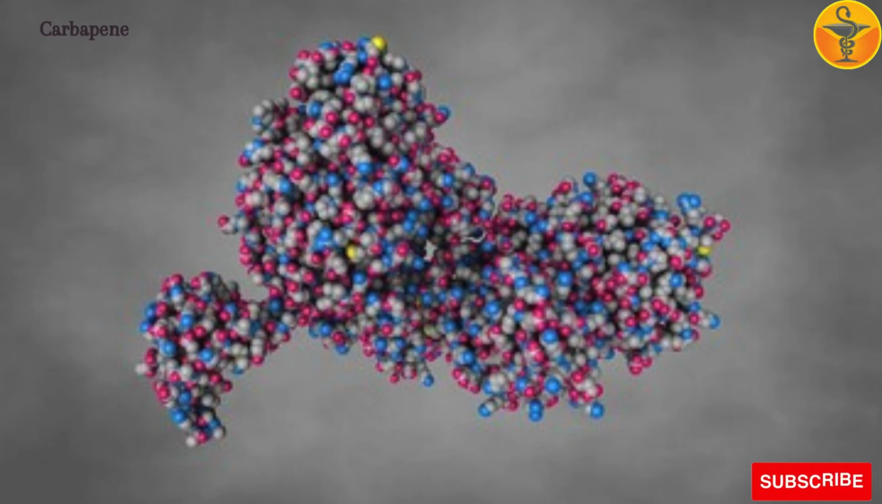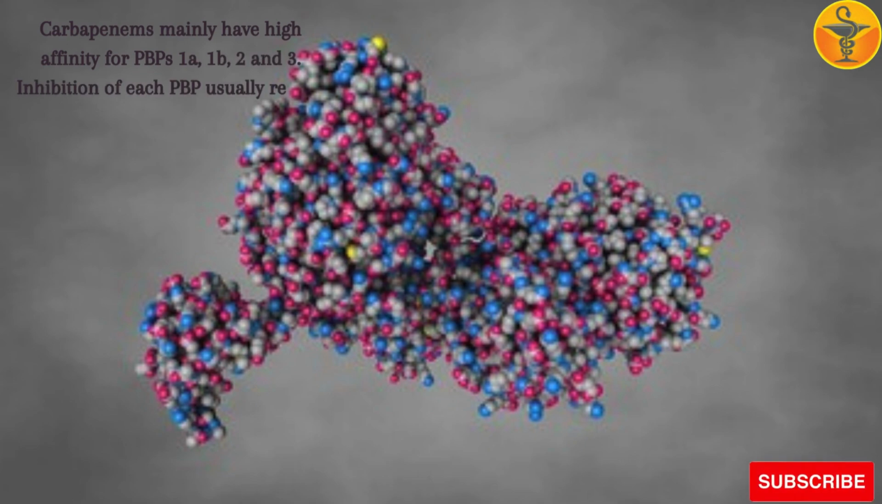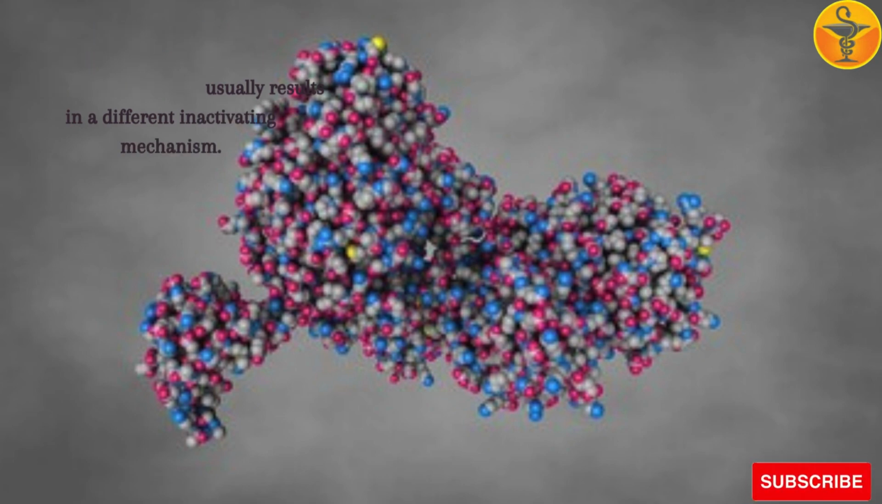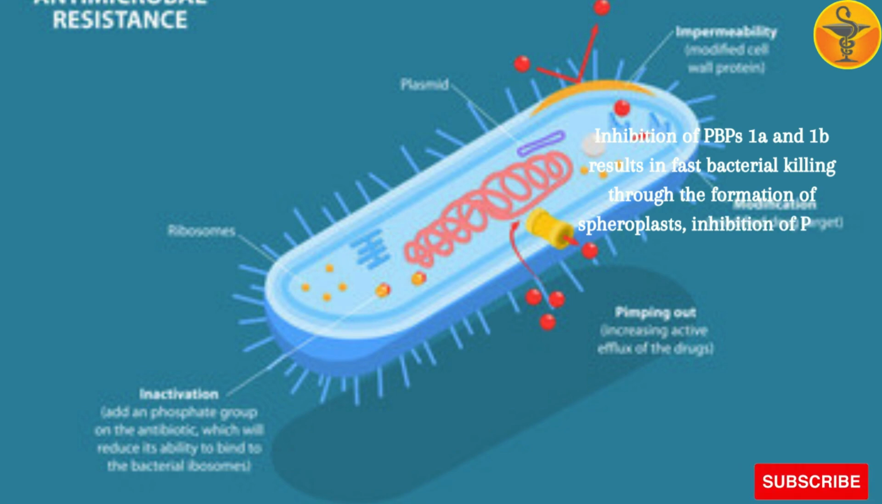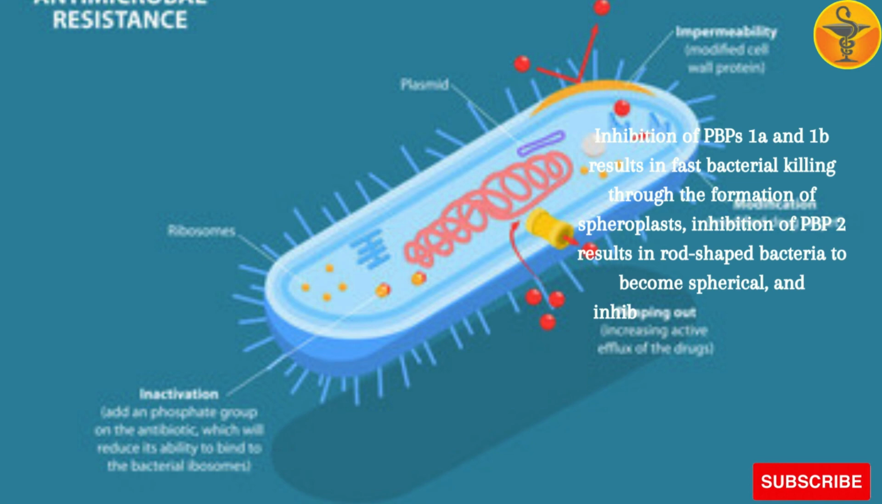Carbapenems mainly have high affinity for PBPs 1A, 1B, 2 and 3. Inhibition of each PBP usually results in a different inactivating mechanism. Inhibition of PBPs 1A and 1B results in fast bacterial killing through the formation of spheroplasts. Inhibition of PBP2 results in rod-shaped bacteria becoming spherical, and inhibition of PBP3 results in filamentous-shaped organisms.